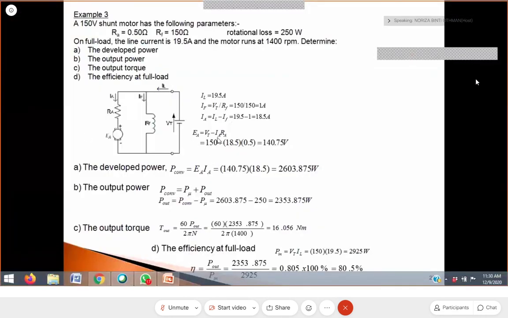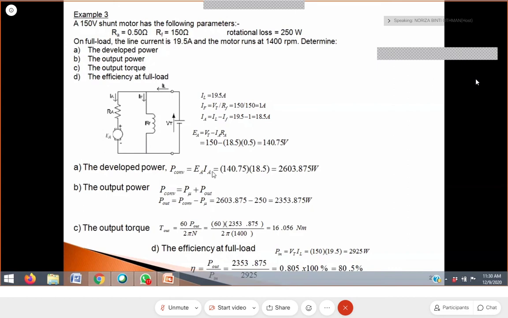Dapatkan IA. So IA equal to IL minus IF. So you dapat 18.5. And then you boleh determine EA. EA equal to VT minus IA RA. So you dapat 140.75. And then untuk calculate the developed power, P converted adalah EA IA.